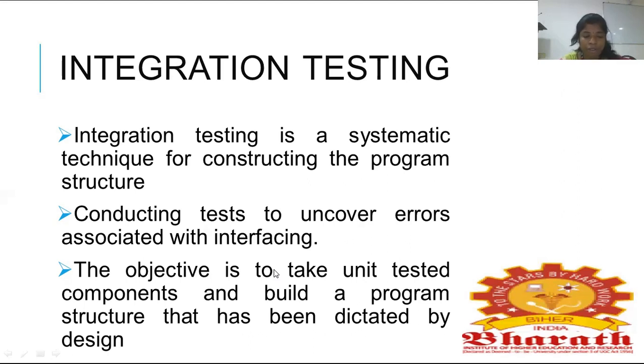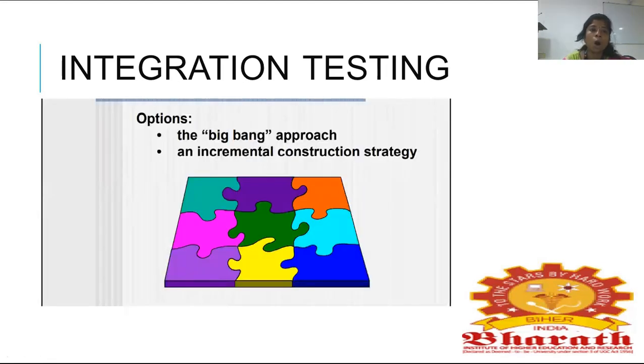So what is the objective? First, you should do unit testing. Then only should you build the structure one by one. What are the options we can have for integration testing? We can have two techniques. One is the big bang approach. Another is the incremental construction strategy. What is the incremental strategy? As I said, we have different modules. The first module's output can be taken by the second module. The second module's output can be taken by the third module.